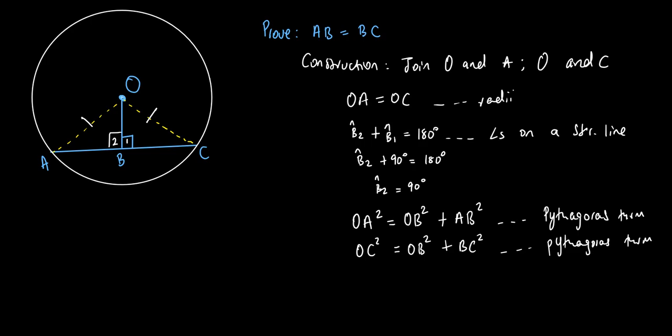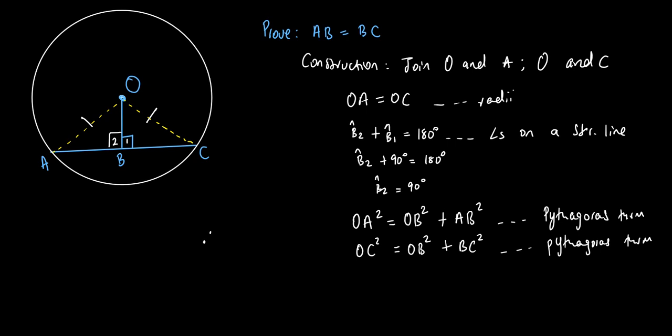Right. Now, remember, we already said that OA and OC, they were equal. We already said that, they're radii. And OB and OB is just the same thing. It's a common side. So if this part and that are the same, and this part and that are the same, then that should mean these parts are also the same.